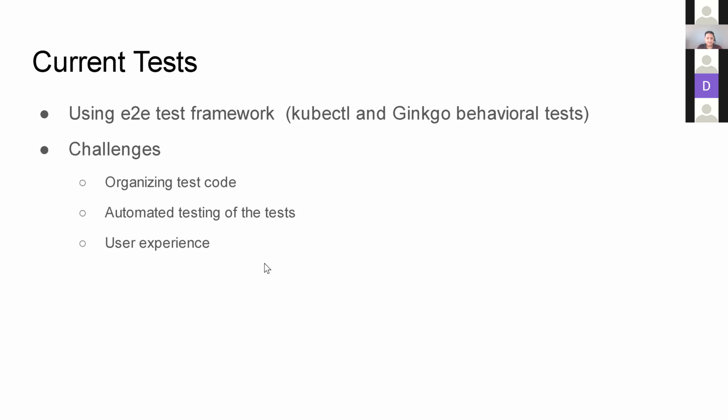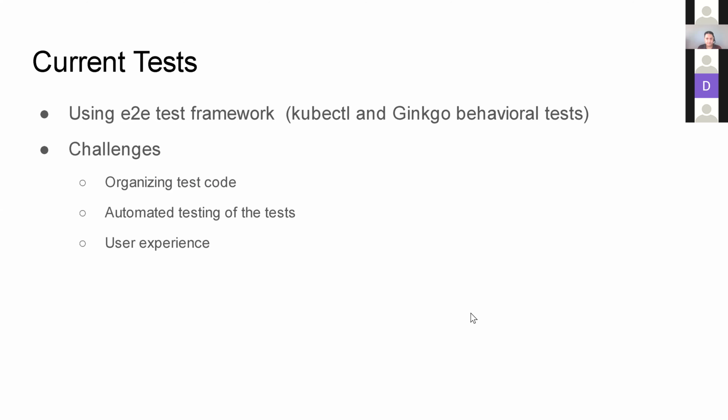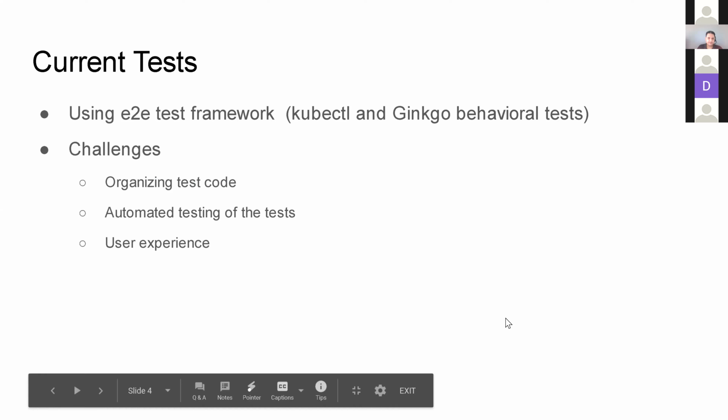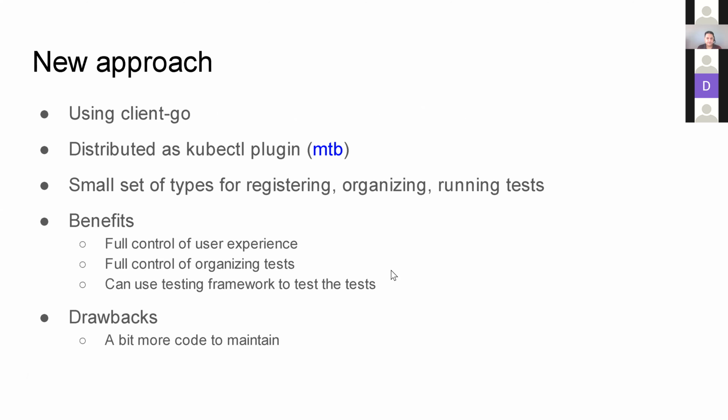And then the main problem we started seeing is the user experience this led to. It's fairly usable in terms of the output, etc., but it didn't provide all the controls that we were looking for from a tool to measure multi-tenancy. So the new approach we started prototyping just a few weeks ago, with some inputs from others as well, is we started looking at just using client code directly instead of the E2E test framework.